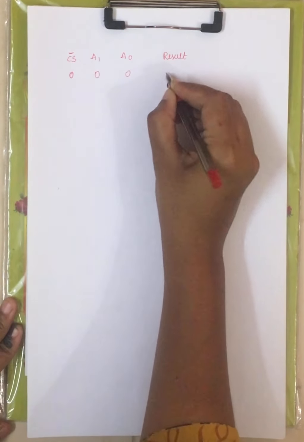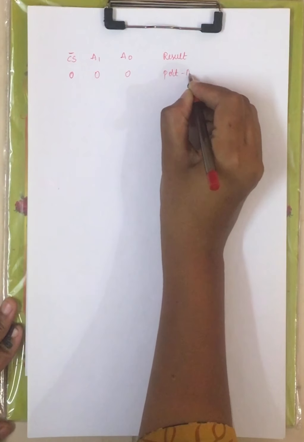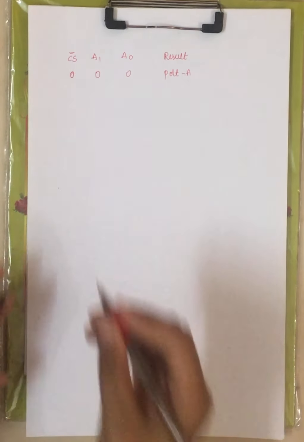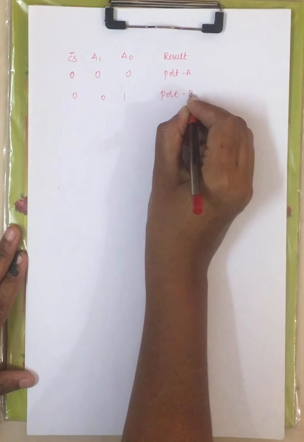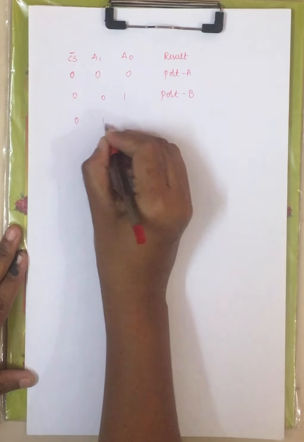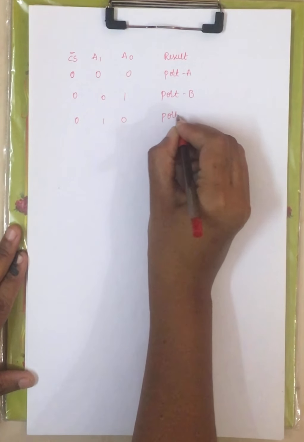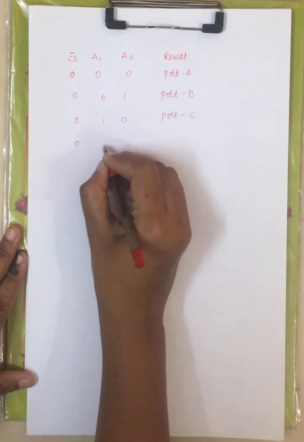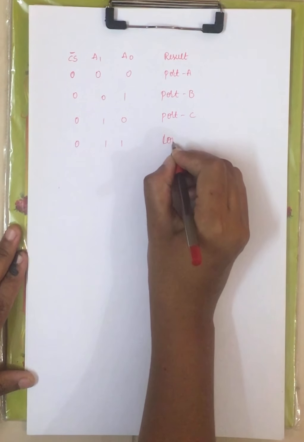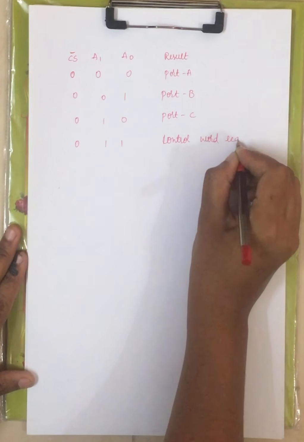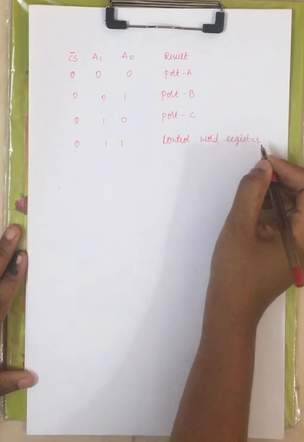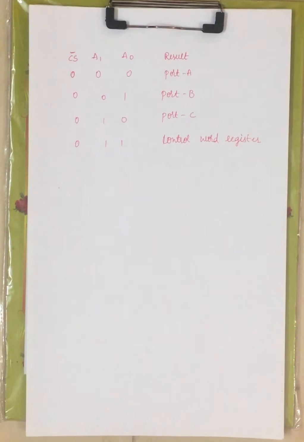When both A1 and A0 are 0, which port is selected? Port A. For 001, port B is selected. I have said this under architecture. Again, 010, port C is selected, and 011, the control word register is selected. For 011, which is selected? The control word register is selected.